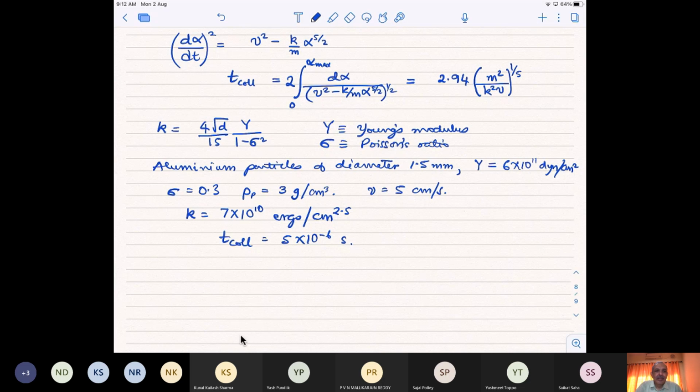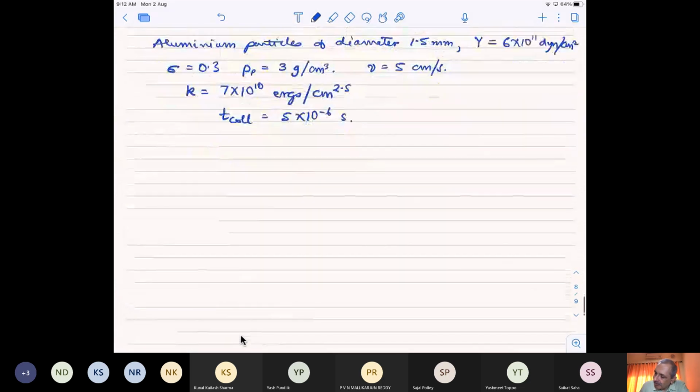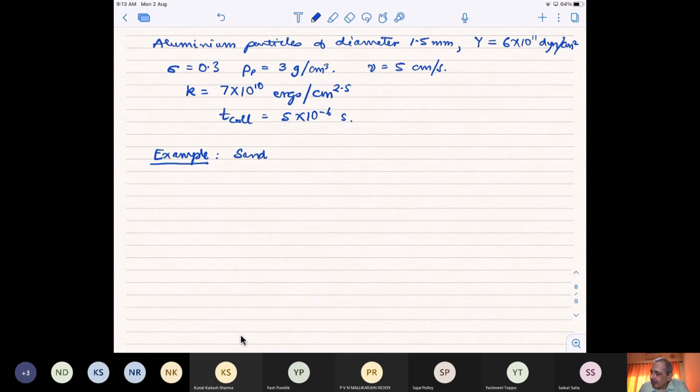And then, I just showed you some examples, I gave you some formulae for cohesion. And one example of cohesion is something called a sand castle. Have you come across this term sand castle?